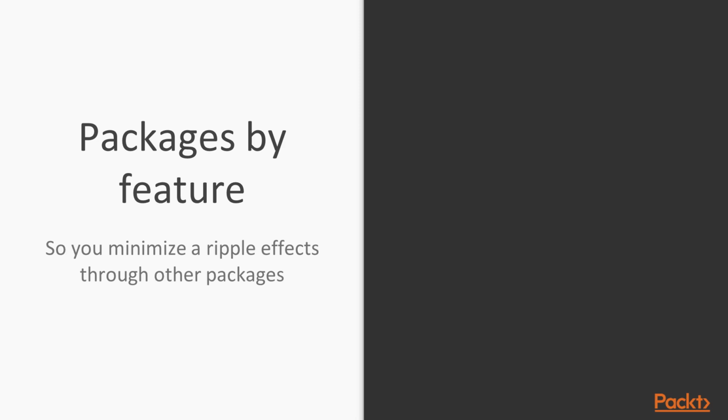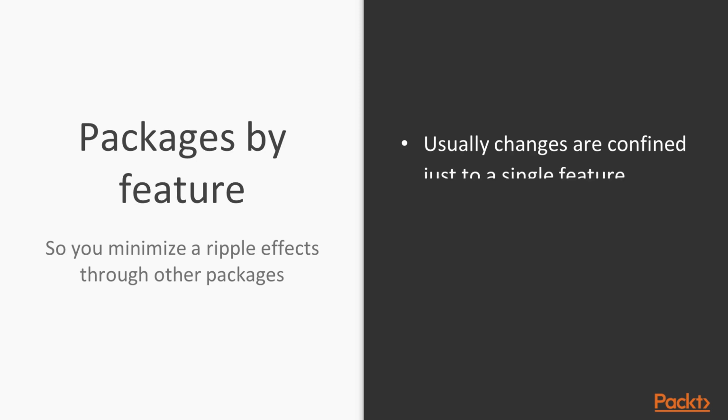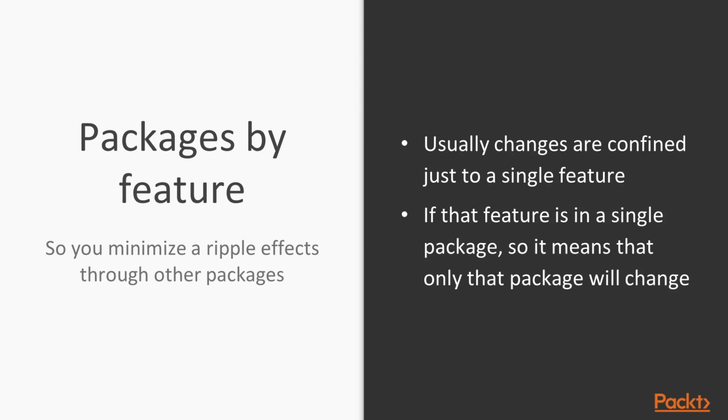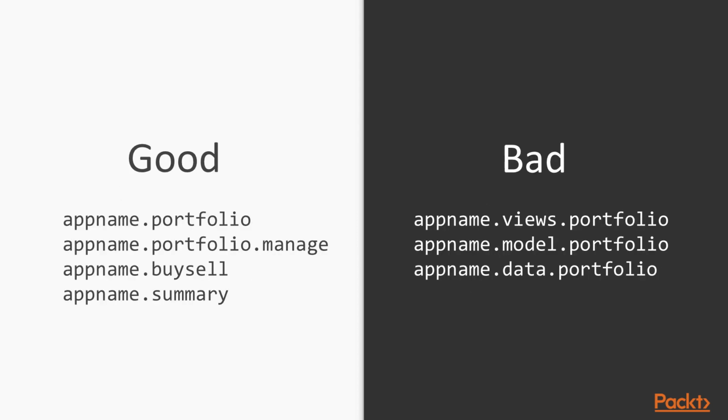And that happens because usually when you are making a change, it's related only to a single feature, and when you're making a change, you want it to be confined to a single package. And a structure like this means these change ripples will be confined. So for example, it's fine to create a portfolio package and then a portfolio.manage subpackage. Then maybe you'll have some other feature like buy sell functionality, so that's a separate package.